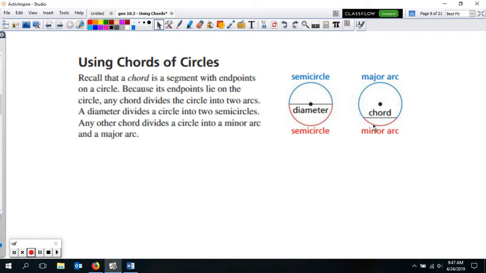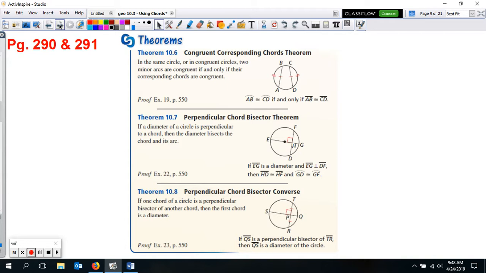One's a minor arc that's going to be less than 180 degrees, and the other one's a major arc that's more than 180 degrees. So that's what this is all talking about right here, which you can read through there, but I'm just explaining that. Our core concepts on pages 290 and 291 have these theorems, and these are the theorems we're going to be looking at in this lesson.